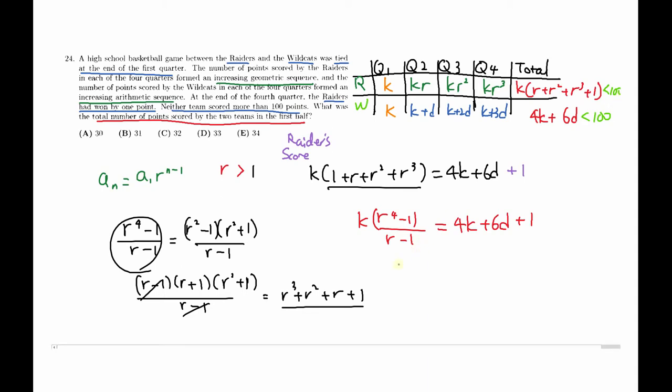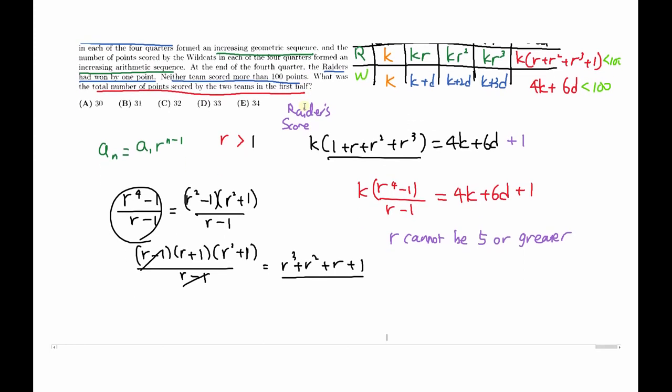So let's write down: r cannot be 5 or greater. Let me restate that: when you have 5 here, you're going to get over 100 points, and we don't want that. So that gives us r equals 2, 3, and 4. And remember earlier that r cannot be 1, because then we would violate the increasing part of the geometric sequence. It would just mean k, k, k, k for each quarter, and that's not increasing. So that gives us only 3 possible values of r.